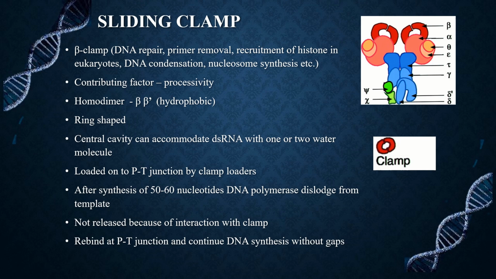After the synthesis of 50 to 60 nucleotides by DNA polymerase, the DNA polymerase physically dislodges from the template. But due to its interaction with the clamp, it is not released into the solution. So DNA polymerase will rebind at the same PT junction from which it dissociated earlier. It facilitates continuous DNA synthesis without gaps. That's why they are the most contributing factor to the processivity of DNA polymerase.